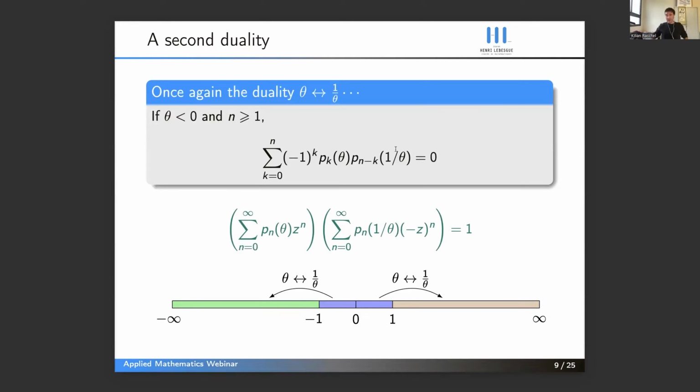Theta gives 1 over theta, but now when theta is negative. And it becomes a bit more complicated. So now this is this relation, or if you prefer the series, it's written here. So it says again that if you know what happens at theta, you can deduce what happens at 1 over theta, but the relation is a bit different. Now we have signs. You see there is a minus here, and this is not a 1 over 1 minus z, but just 1.